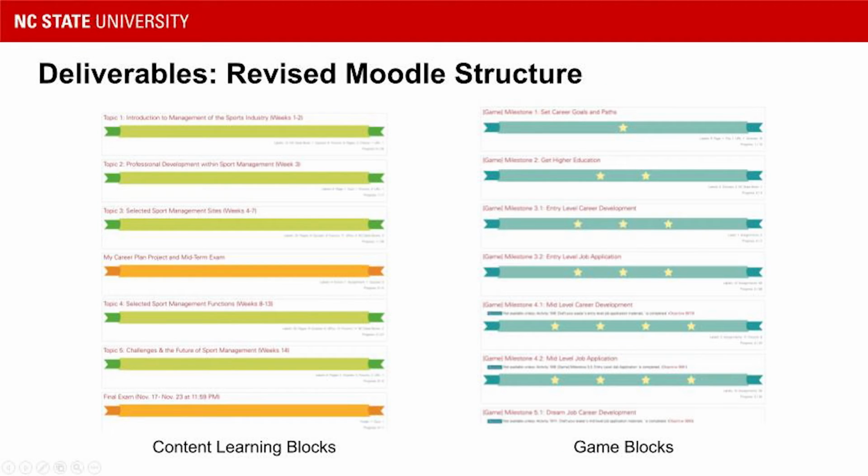The course site is structured into two types of blocks. The content learning blocks cover all content learning materials and activities, whereas the game blocks cover different levels of game activities. Visually distinctive banners were designed to communicate what aspect of the course that block addressed.